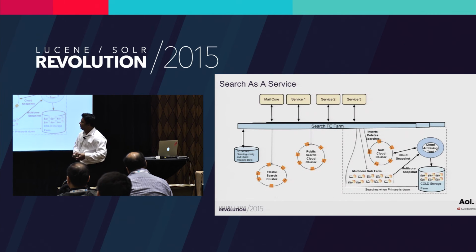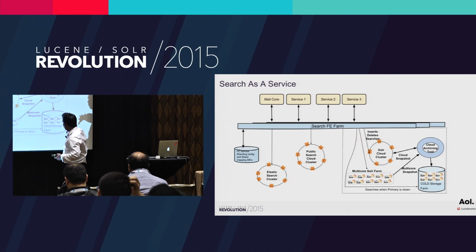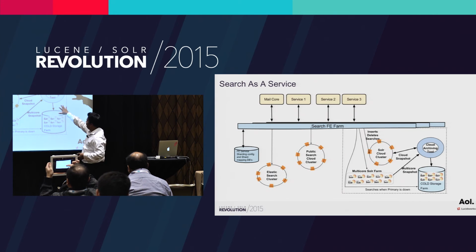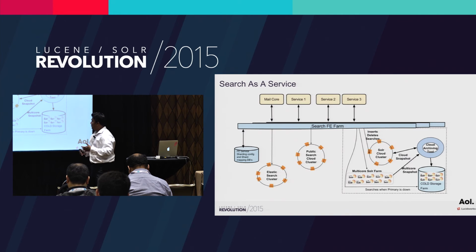One of the things you see over here is our old Solar architecture, the hybrid cloud architecture, that is still there, and the mail core doesn't talk to it anymore directly. What we built was a system in the middle, which we call Search FE, and it's just a pass-through system. It's a fully supported RESTful API system that runs on Tomcat. It runs pretty much on VMs. It's not a really intense application.